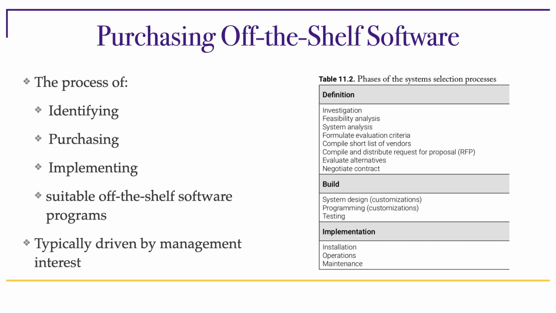So the system selection process is the process of identifying, acquiring, purchasing, and then implementing off-the-shelf software from vendors. And it's typically a process that is supported by the information system function, but it's typically driven by a functional area. So that's why I was saying if you're not going to be an information system professional, you're still much more likely to be involved in this type of process.